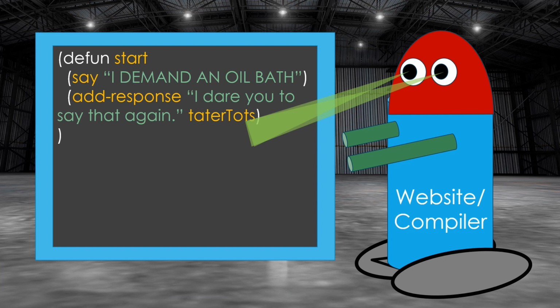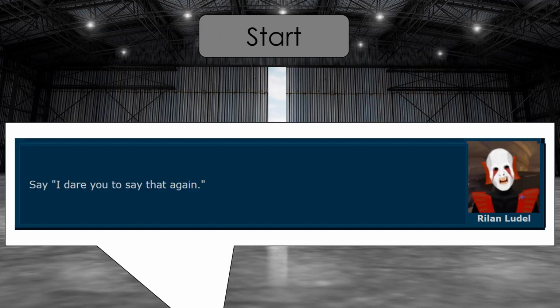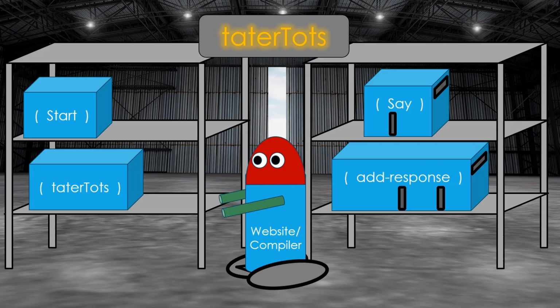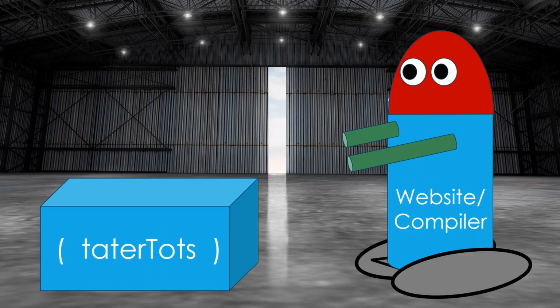Now it's finished with the second line. It goes to check the next line and sees that close parentheses, and now it knows that it's done with the function. So your compiler can rest. But now you've given the user basically a link to have the compiler start a new function. The user clicks it, it turns on a light called taterTots, and it goes and takes the box and executes what's inside of it.